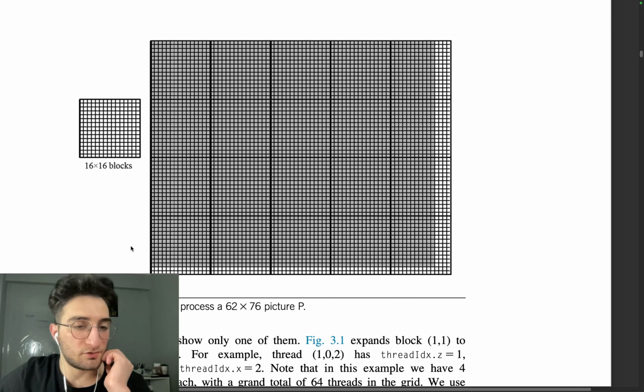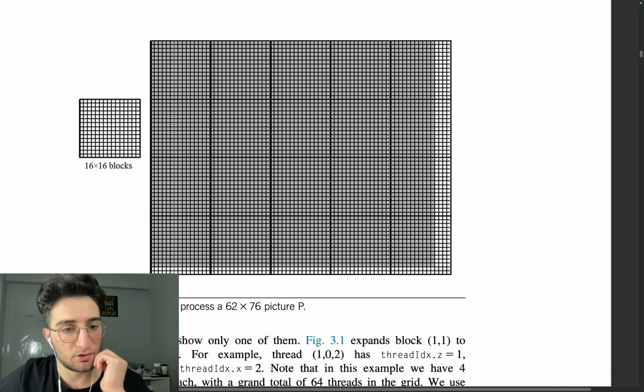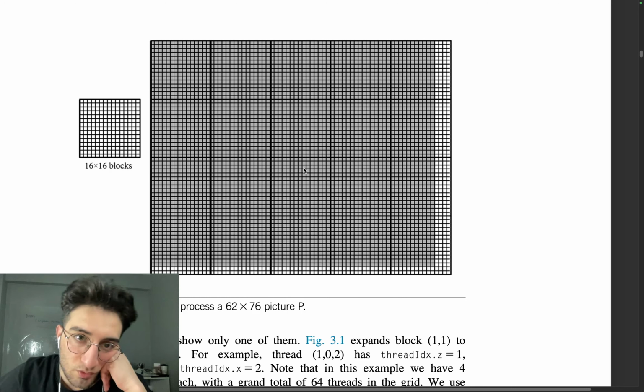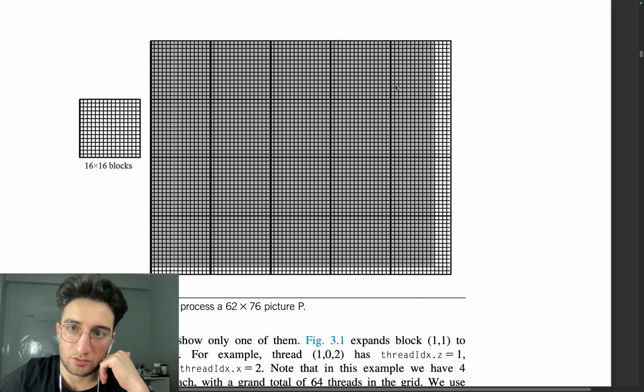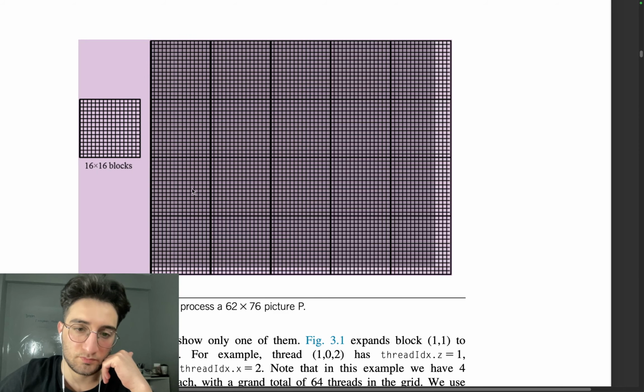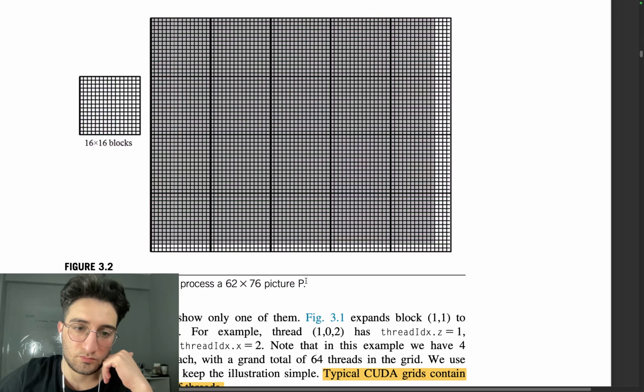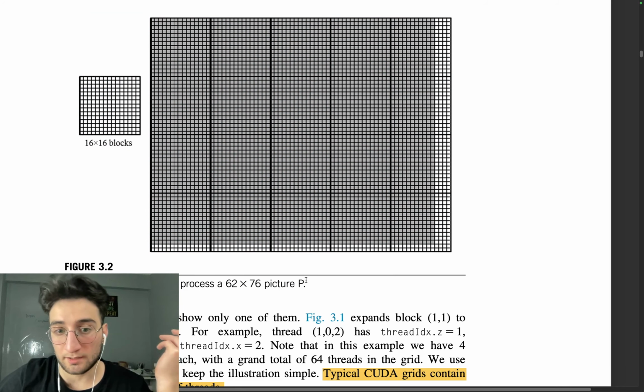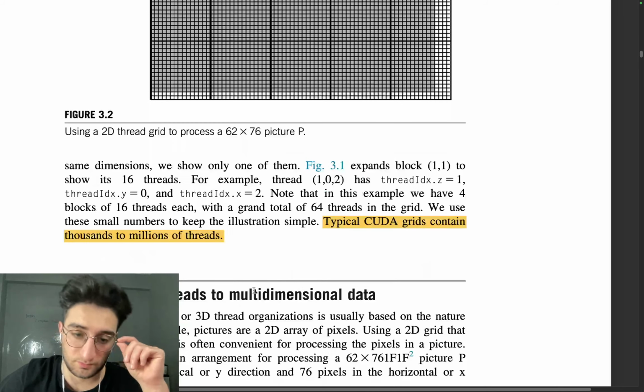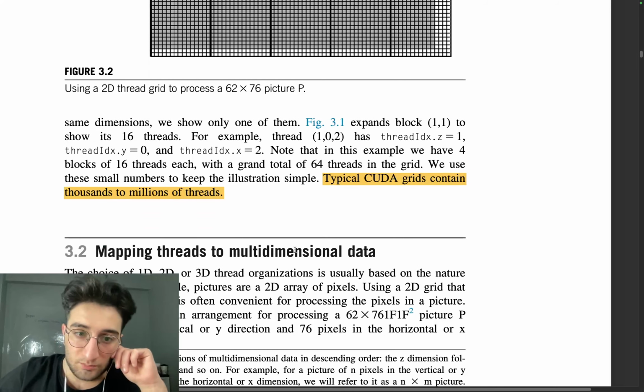And also this is a figure for a 2-dimension grid, and each grid has blocks, and each block has a lot of threads. Mapping threads to multidimensional data.